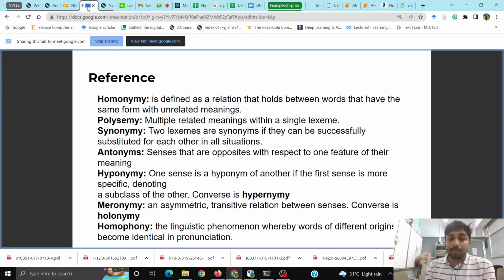So, for reference, I have given a list of different types of connections. So these are homonymy, polysemy, etc. We will refer to these connections when we are looking at the questions. So let us go to the question first.